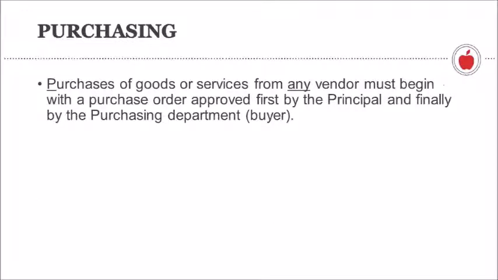All purchases must be from approved vendors. Any purchases of goods or services from any vendor must begin with a purchase order approved first by the principal and finally by the purchasing department or the buyer. Purchase orders must be created and approved before goods or services are ordered or received at the campus.